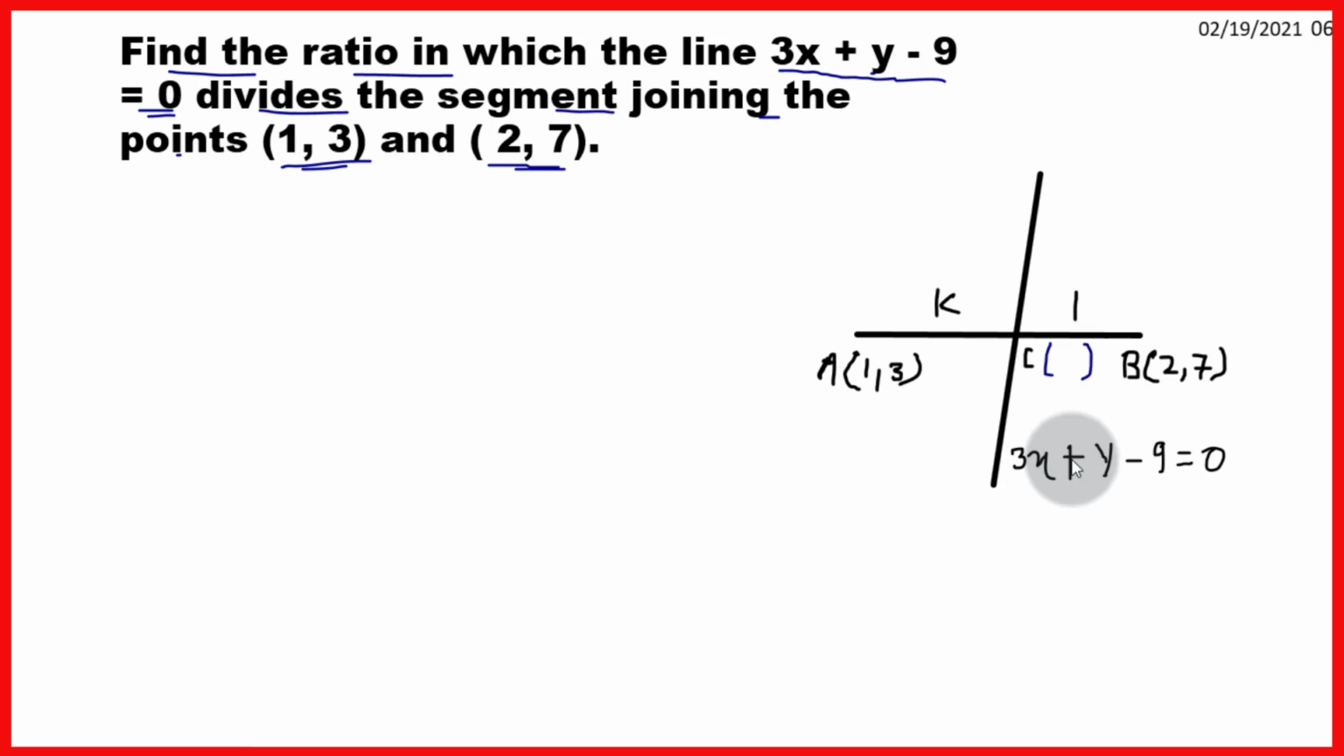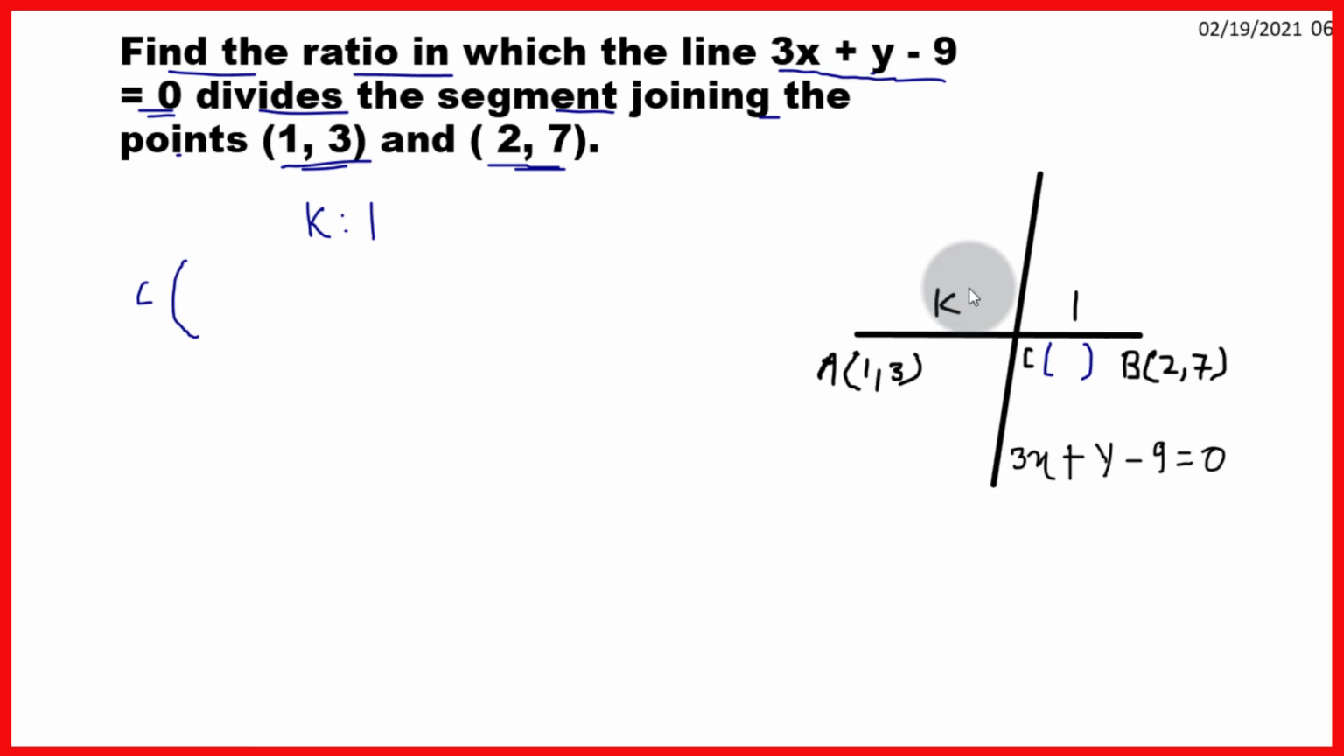and the line 3x + y - 9 = 0 intersects this line segment AB at point C, and we have to find in which ratio this line intersects the line segment AB. So first of all we will assume that it divides it in the ratio k:1, and we can find the coordinates of point C. So the coordinates of point C will be what?